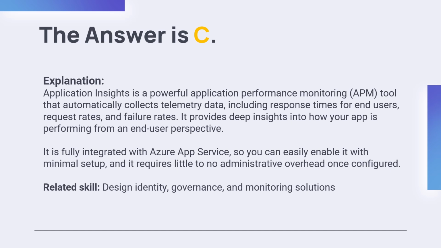Application Insights is a powerful application performance monitoring (APM) tool that automatically collects telemetry data, including response times for end users, request rates, and failure rates. It provides deep insights into how your app is performing from an end-user perspective. It is fully integrated with Azure App Service, so you can easily enable it with minimal setup, and it requires little to no administrative overhead once configured. Related skill: design identity, governance, and monitoring solutions.